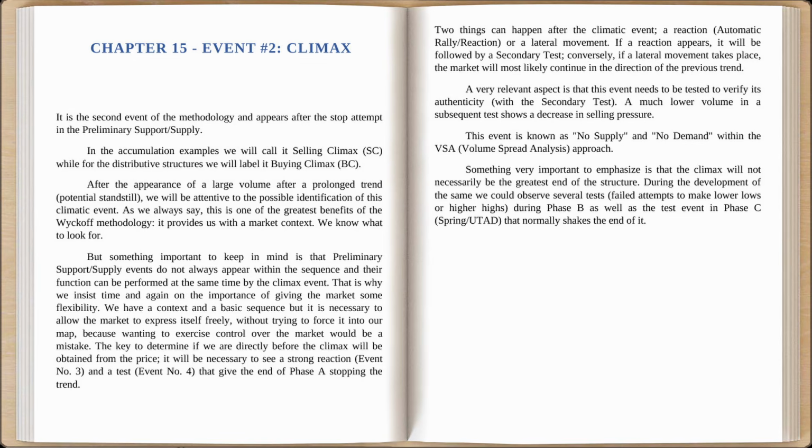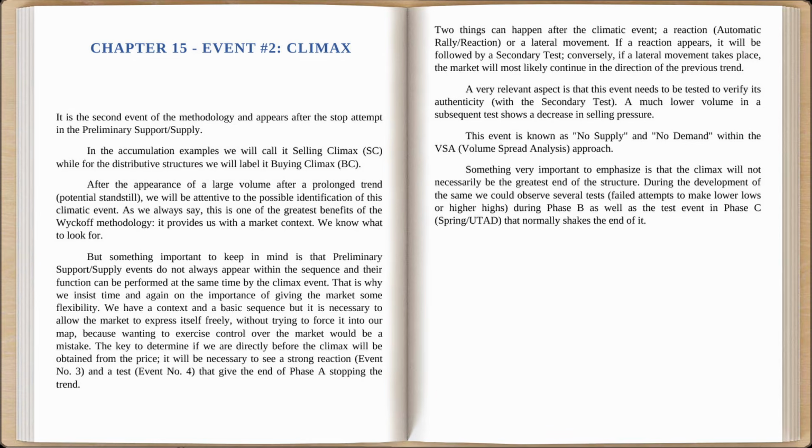The key to determine if we are directly before the climax will be obtained from the price. It will be necessary to see a strong reaction, event No. 3, and a test, event No. 4, that give the end of phase A, stopping the trend. Keys to climax. Two things can happen after the climatic event: a reaction, automatic rally/reaction, or a lateral movement. If a reaction appears, it will be followed by a secondary test. Conversely, if a lateral movement takes place, the market will most likely continue in the direction of the previous trend.